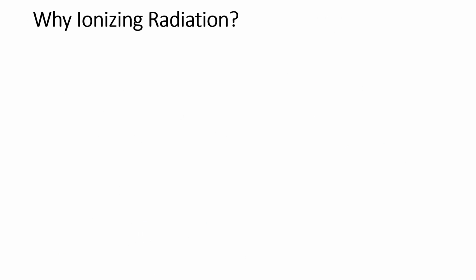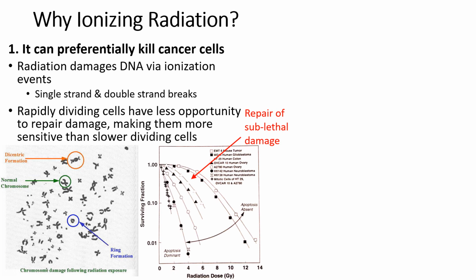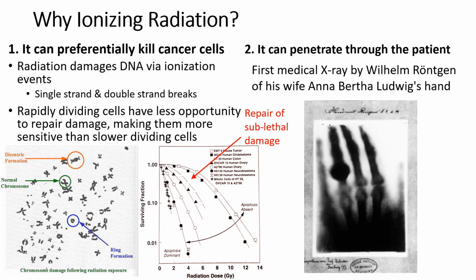So why do we use ionizing radiation versus any other type of radiation? Well, the first reason is that ionizing radiation can preferentially kill cancer cells. Radiation damages the DNA via ionization events. There are single-strand breaks and double-strand breaks, as shown in the bottom left figure there. Also, rapidly dividing cells have less opportunity to repair the damage, which makes them more sensitive than slower dividing cells. And cancer is, by definition, growing kind of out of control. It doesn't really stop to repair damage, so it puts it in this more sensitive category generally.